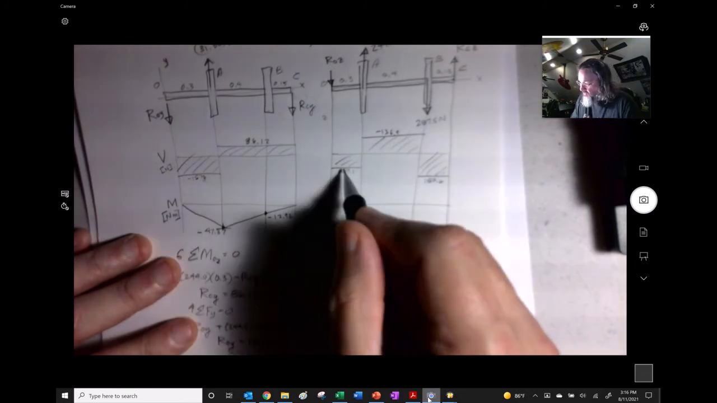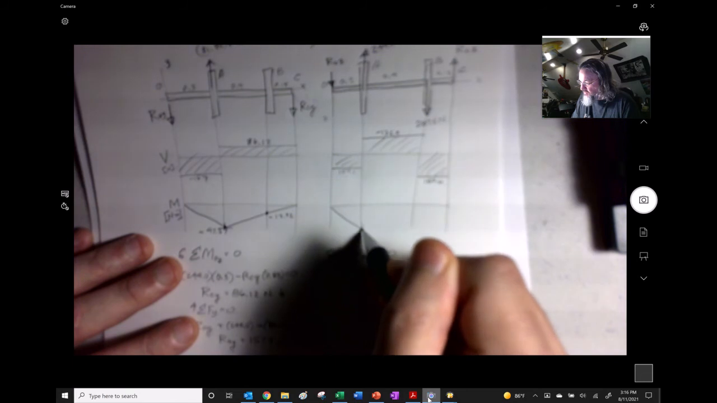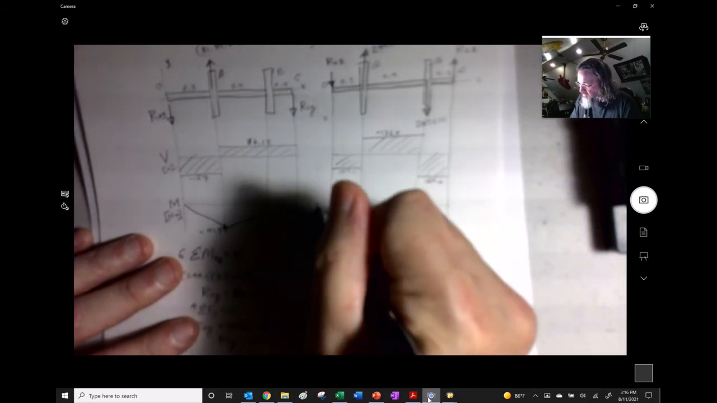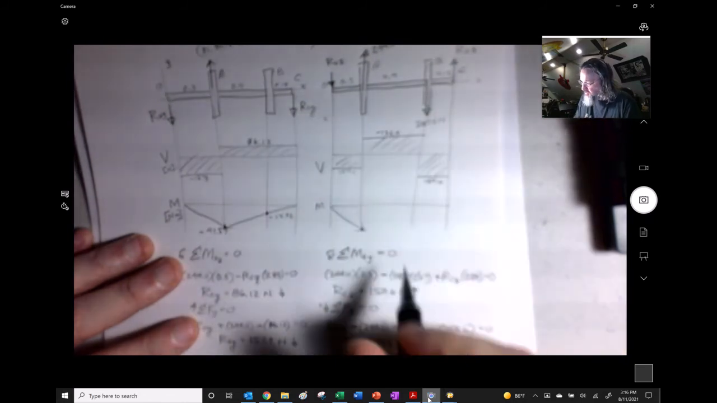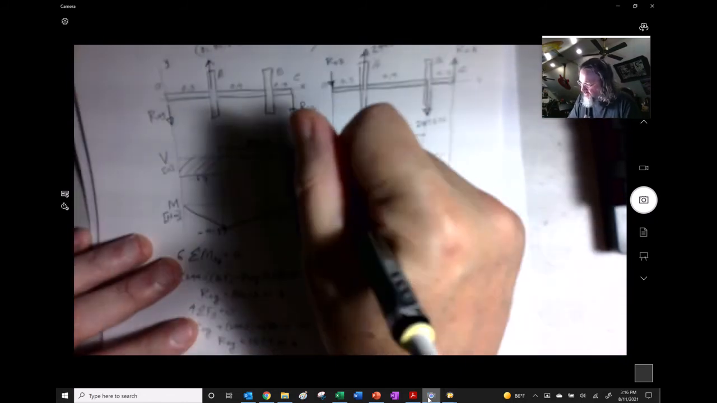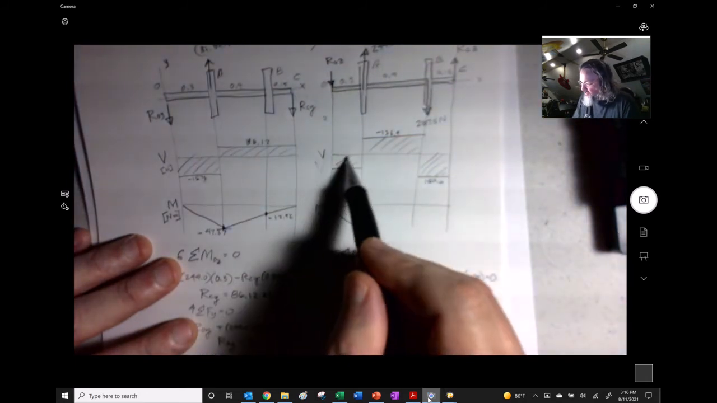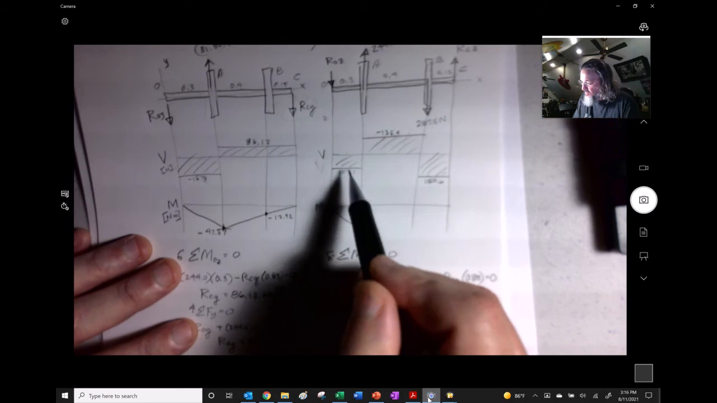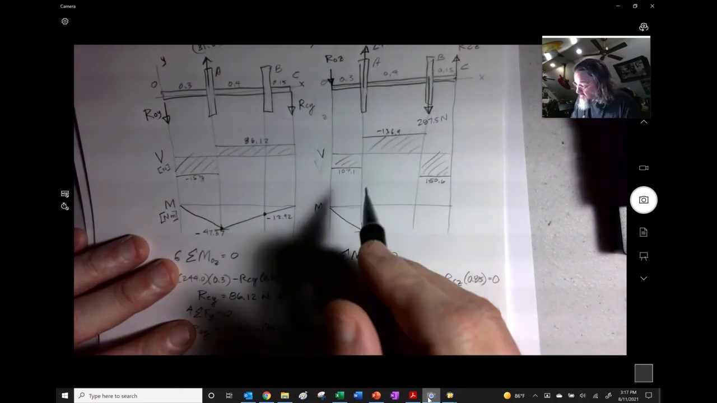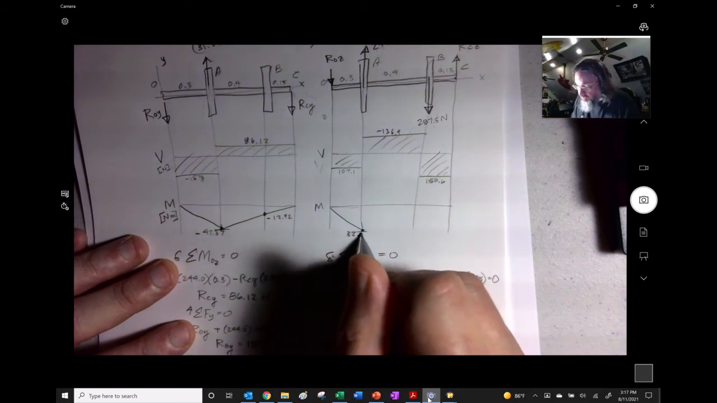Now, we know that this is going to have a value right there, right? That's going to be this value. By the way, this is the moment and this is the shear. We should put that a little higher. Shear up here. This value right here is going to be the area of this, 107.1 times 0.3, which comes out to 32.13.